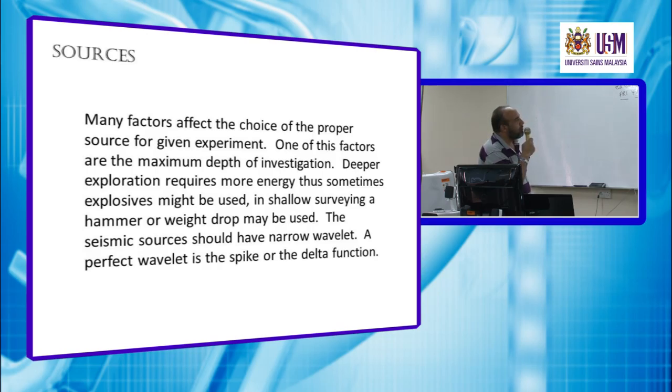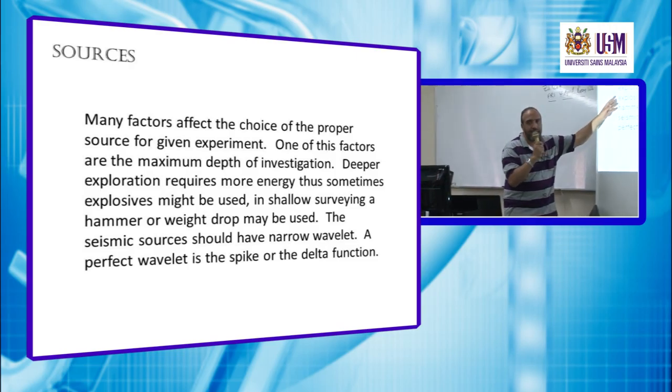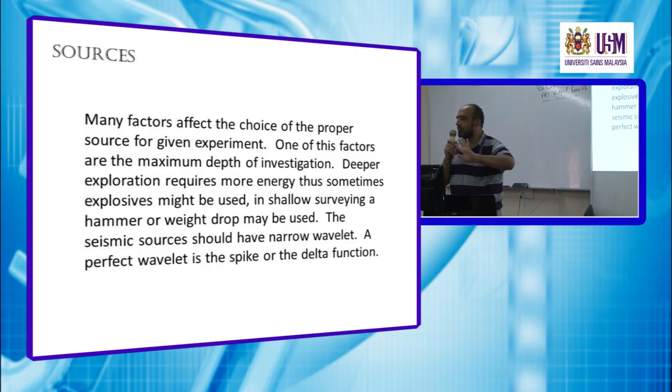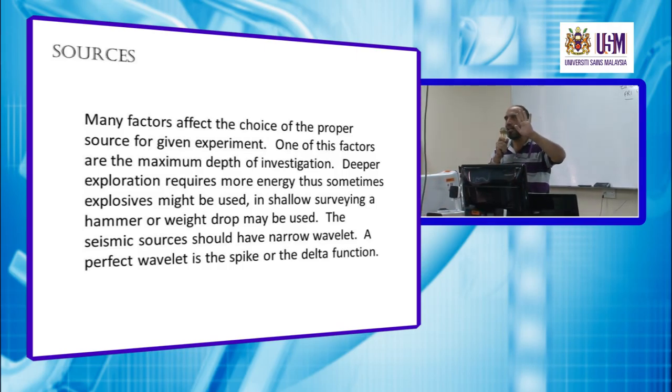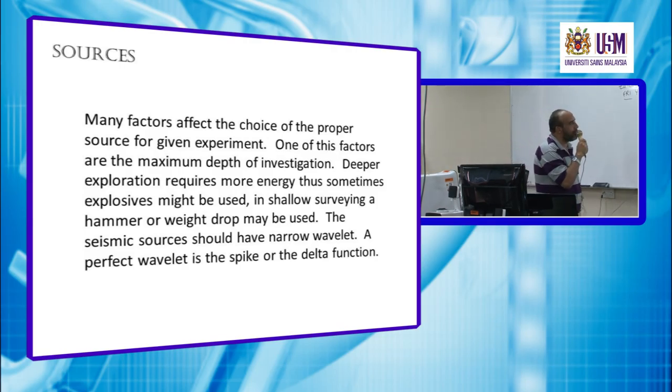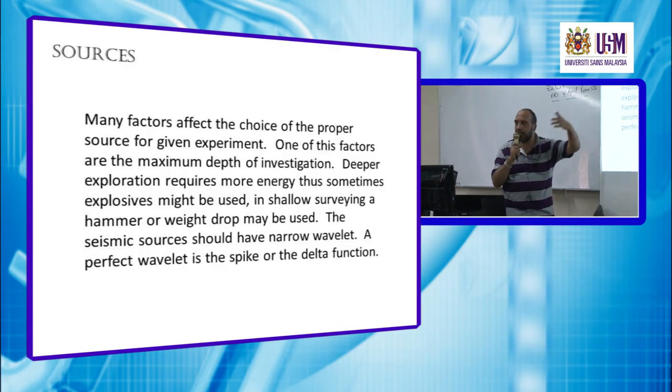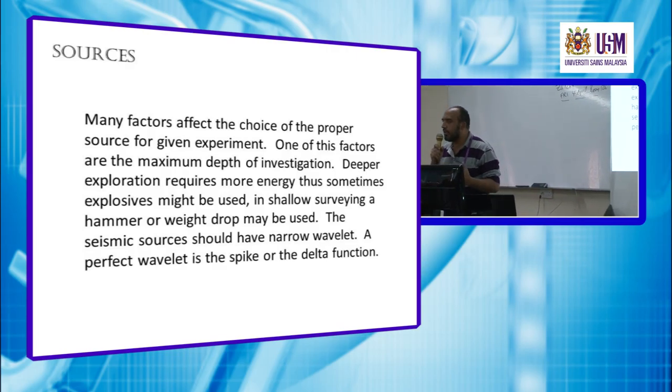Deeper exploration requires more energy, thus sometimes explosives might be used. Actually, explosives or dynamite is the most desired source. Why? Because it's impulsive. It gives us an impulsive wavelet. So we are always hoping to use dynamite. In shallow surveying, a hammer or weight drop may be sufficient. The seismic sources should also have a narrow wavelet. Why a narrow wavelet? To increase resolution.